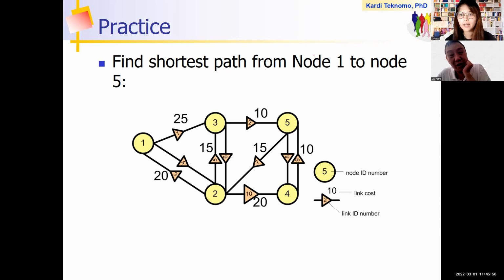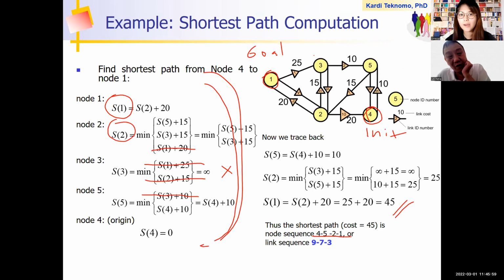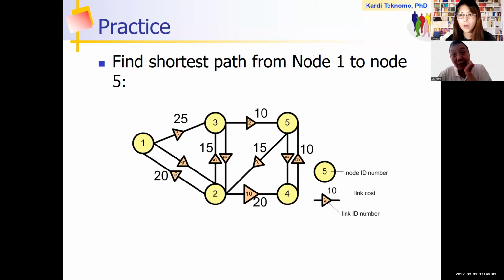1 to 5 or 4 to 1. You will calculate on the whiteboard. So we do forward and backward, both, you do it in one. I choose 1 to 5. Okay, 1 to 5. Good. While you are doing it, I will pause the recording.